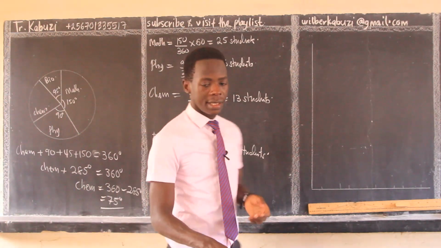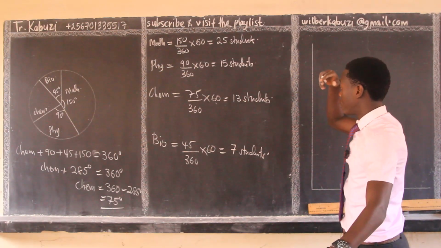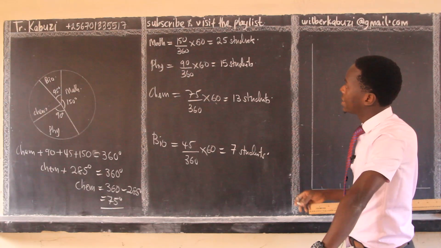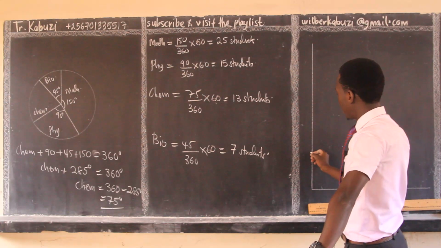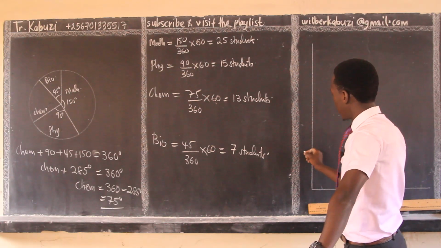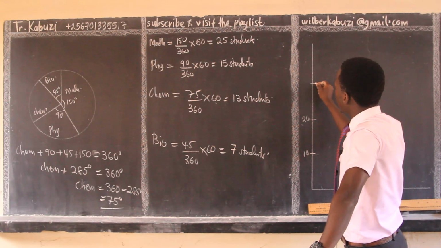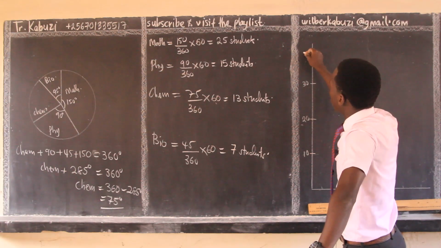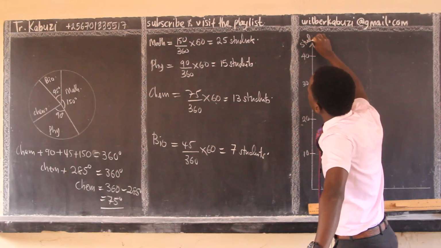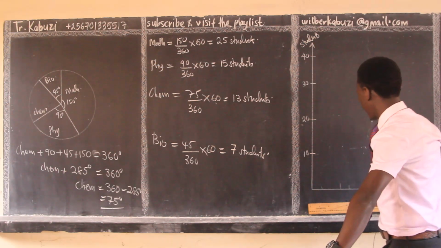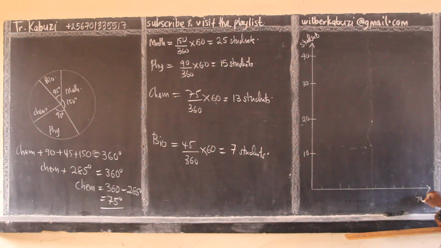Now I want to represent this on the bar graph. I have 60, so it's better to use a scale of 10. My highest is 25, so I can use 10. So this is my 10, this is going to be my 20, this one is going to be my 30, and so on. Here I'm putting students, you label, and here I'm putting the subject.